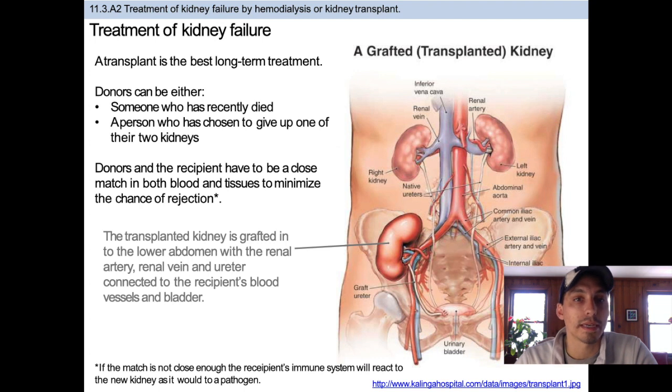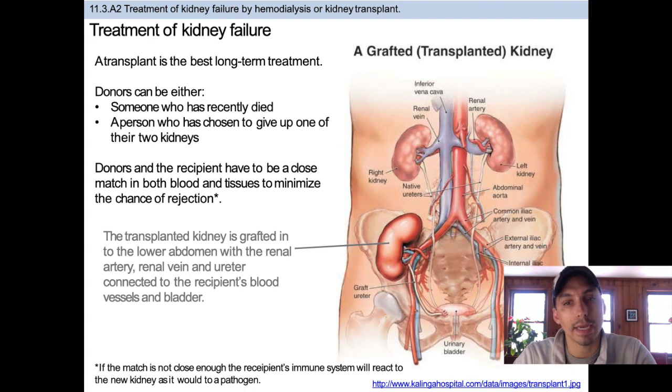Donors are either going to be someone who has recently died and is an organ donor, or it can be a person who has chosen to give up one of their 2 kidneys. You do not need 2 kidneys to live, you only need 1 healthy kidney to live. So a donor can donate one of their healthy kidneys, and then both the donor and the person who receives the donation would both have 1 healthy kidney.